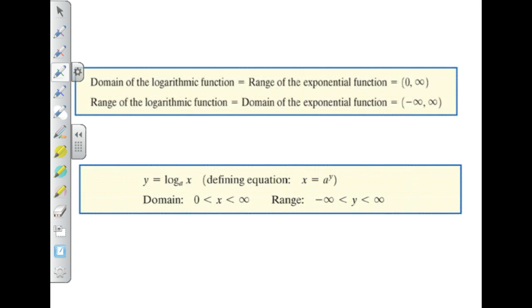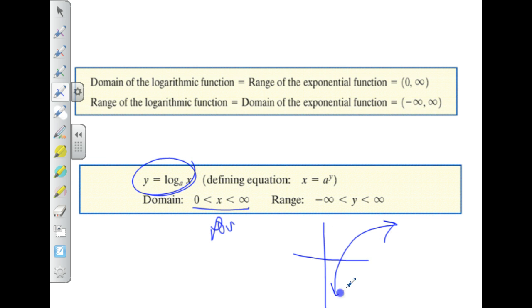just type those in. So they're saying that the domain has to be positive, and the range for this log function, well, again, it's easiest to look at it. It's all reals. It goes forever low to ever high. So all reals is the range.